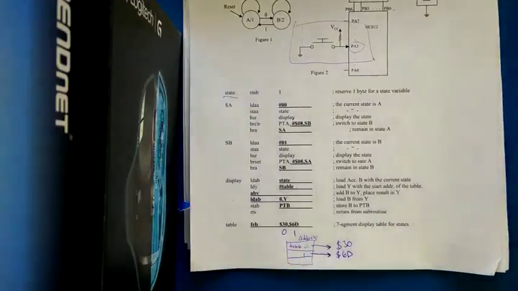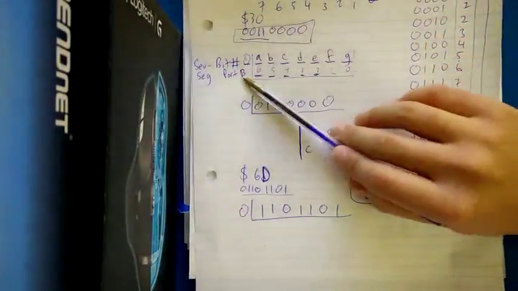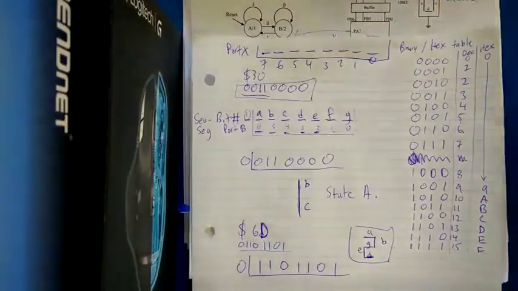Okay, and why is that important? It's because, if you look here, let's say this is port B, and port B was connected to the 7 segment. Sorry, you can't see that.